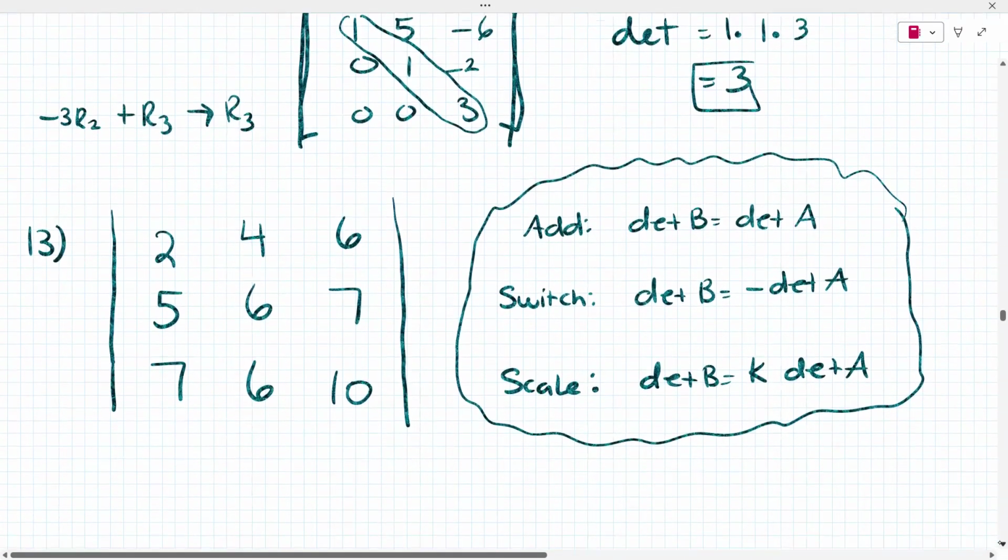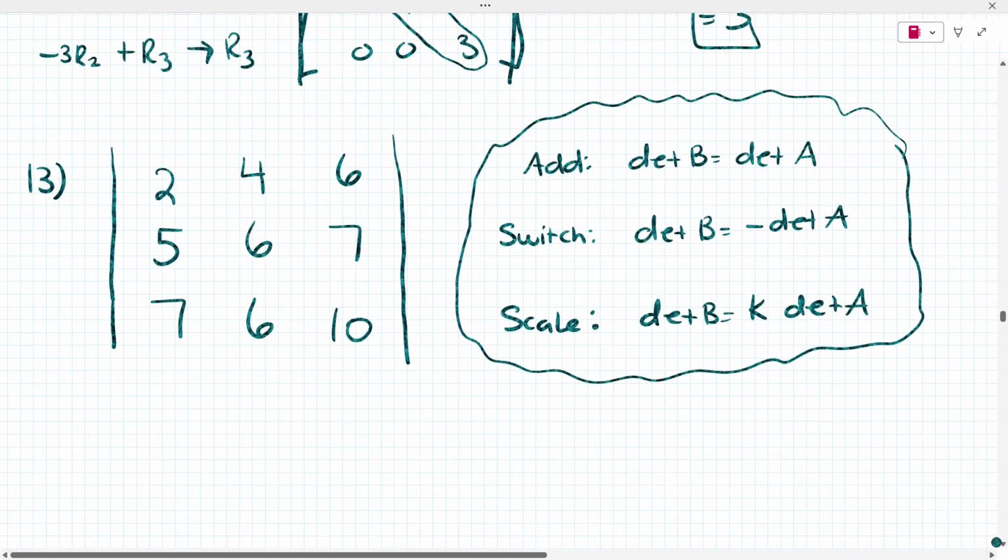Okay, let's do example 13. We have this 3 by 3 matrix going by columns 2, 5, 7, 4, 6, 6, 6, 7, 10. We've got to find the determinant of this. So I rewrote these rules because I think this is going to be helpful. Adding, subtracting rows doesn't change the determinant. Switching rows makes the determinant negative. If you multiply by a scalar, it's going to be k times the determinant of A. So the first step is to make a triangular matrix.